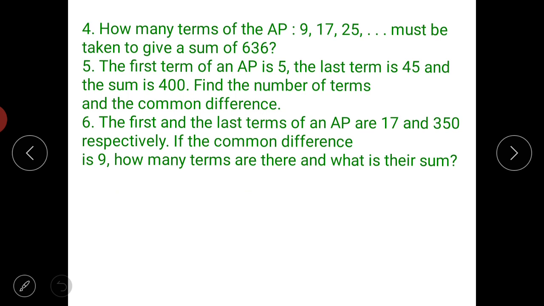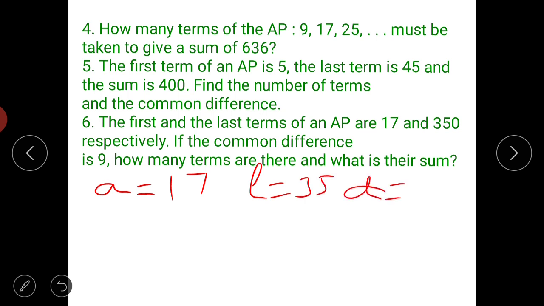The first and the last term of an AP: a is given, what is here? a is 17, l is given 350. If the common difference d is equal to 9, how many terms are there and what is their sum? First you have to find out n. n can be found out from the last term. l is equal to the nth term.